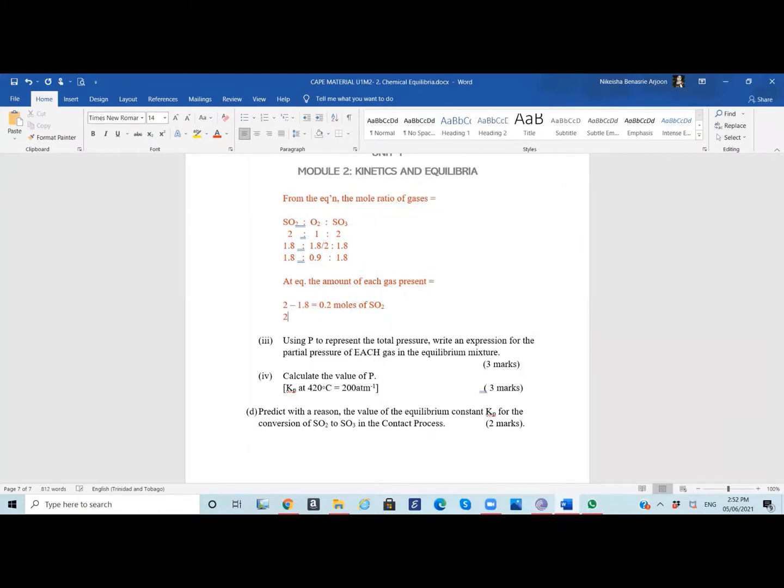Okay, so we're looking at initial compared to final. Initially, we had 2 moles of oxygen. At equilibrium, we determined that 0.9 reacted. From the ratio, we determined that 0.9 of the oxygen would have reacted. So at equilibrium itself, there would only be 1.1 moles of oxygen present.